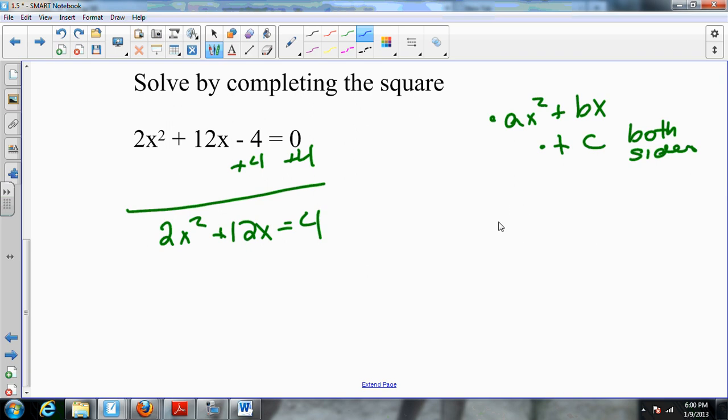At this step, we need to make sure that a equals 1. And if it's not 1, we need to take out a GCF. So we're going to take out a GCF of 2 only on the left side. So 2 times x squared plus 6x equals 4.